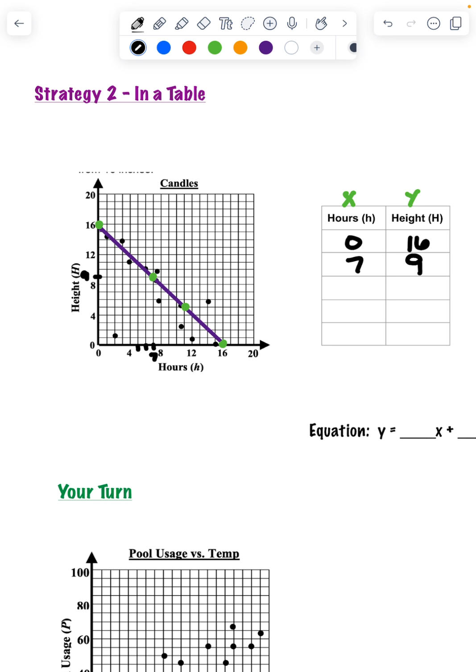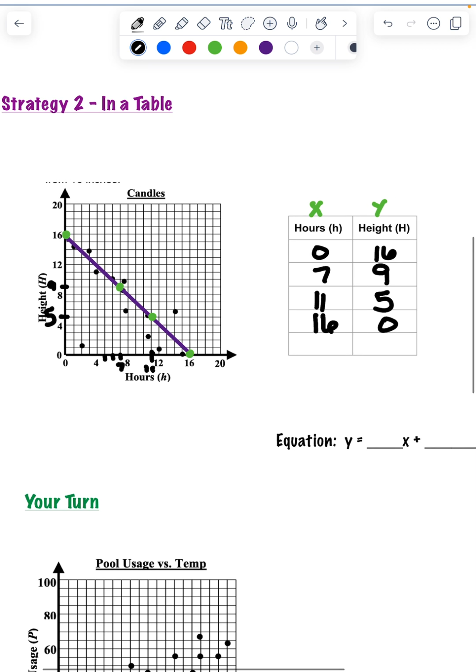My last point comes down here. That would be 1 less than 12, so that's 11. And then going across, it's 1 more than 4, so that's 5. And then my last point is at 16 hours and 0 height.